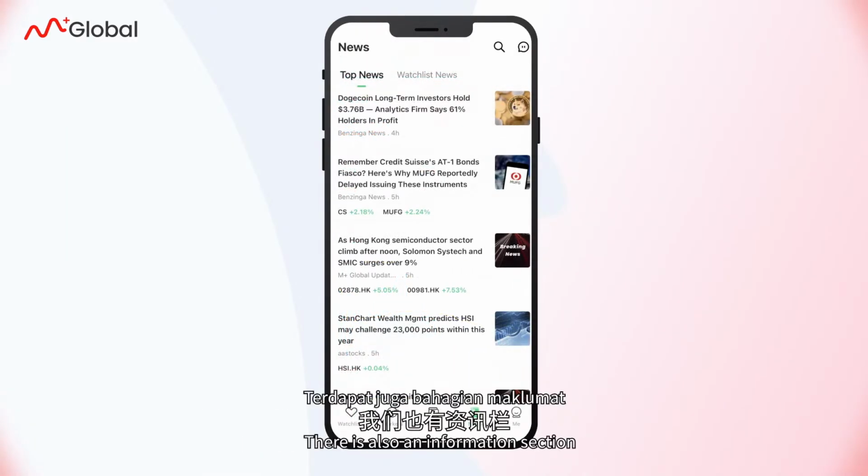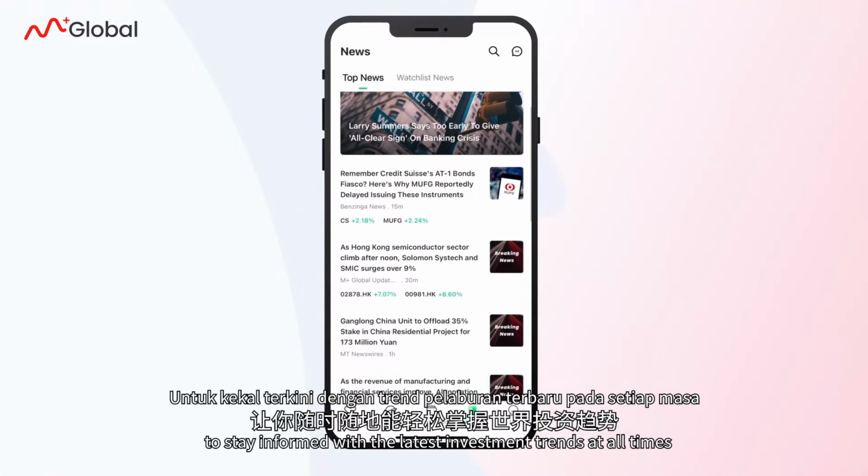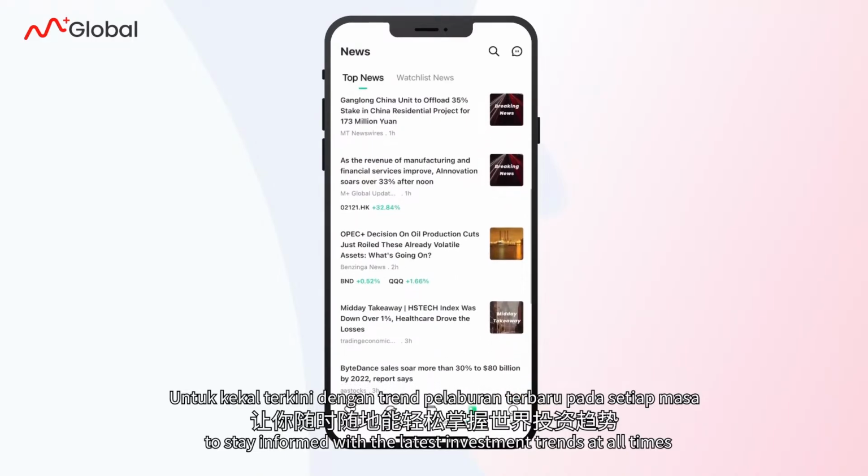There is also an information section. Click on Top News to stay informed with the latest investment trends at all times.